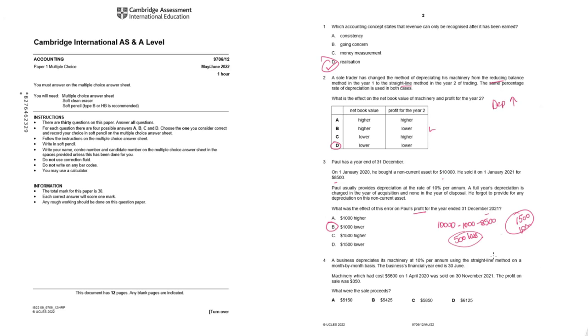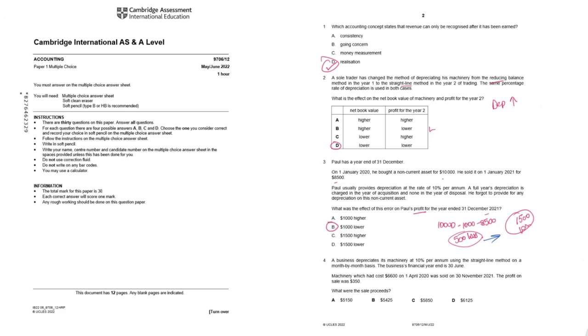Students can make a mistake here. The moment they get this $1,000 higher loss on disposal, they might incorrectly choose option A. But it is incorrect. Why? Because they're asking the effect on profit and not the amount of loss on disposal, the difference in loss on disposal.